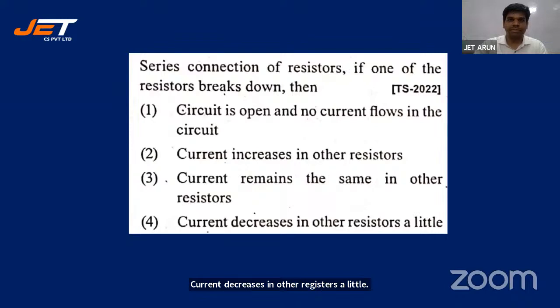So what do you think happens? In a series connection, if one resistor breaks down, what happens to the circuit with the current flow?